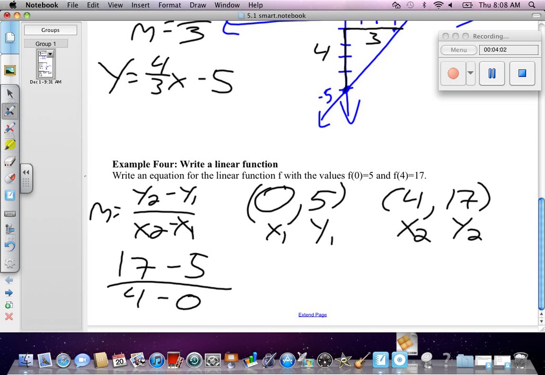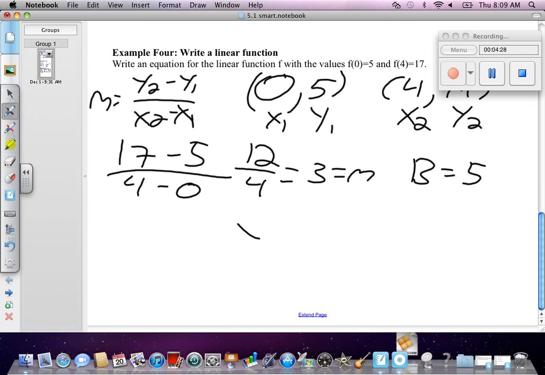Okay. 17 minus 5 is 12. 4 minus 0 is 4. 12 divided by 4 gives us 3. So that's my slope. What's my y-intercept? I can tell from those 2 points. The y-intercept means x has to be what? 0. So when x is 0, what is y? 5. This is right here. So my b is 5. So then I write y equals 3x plus 5.